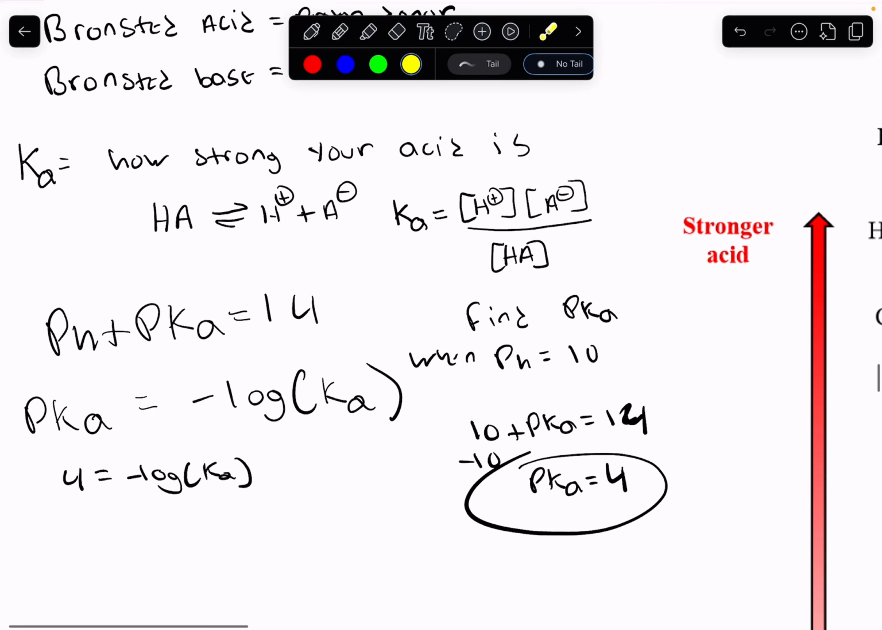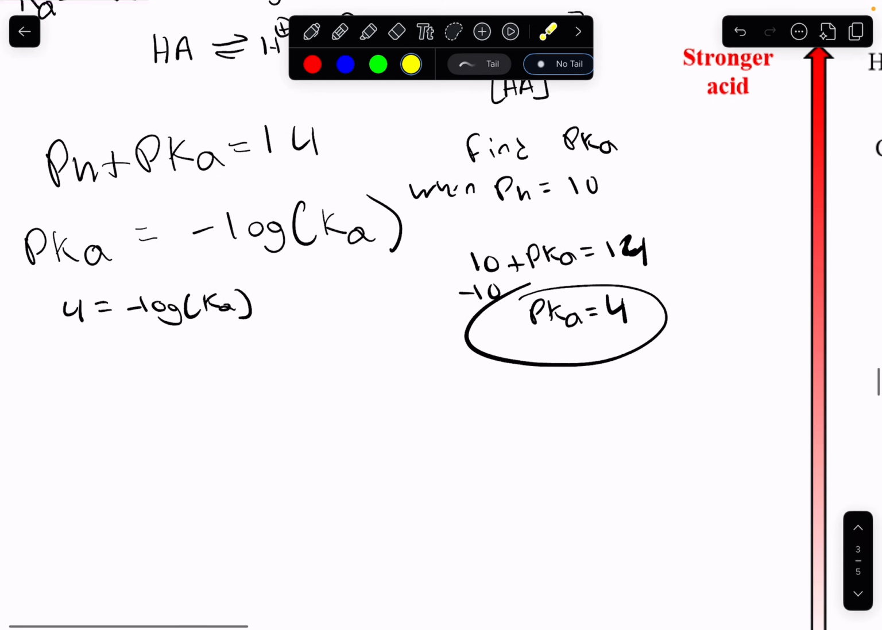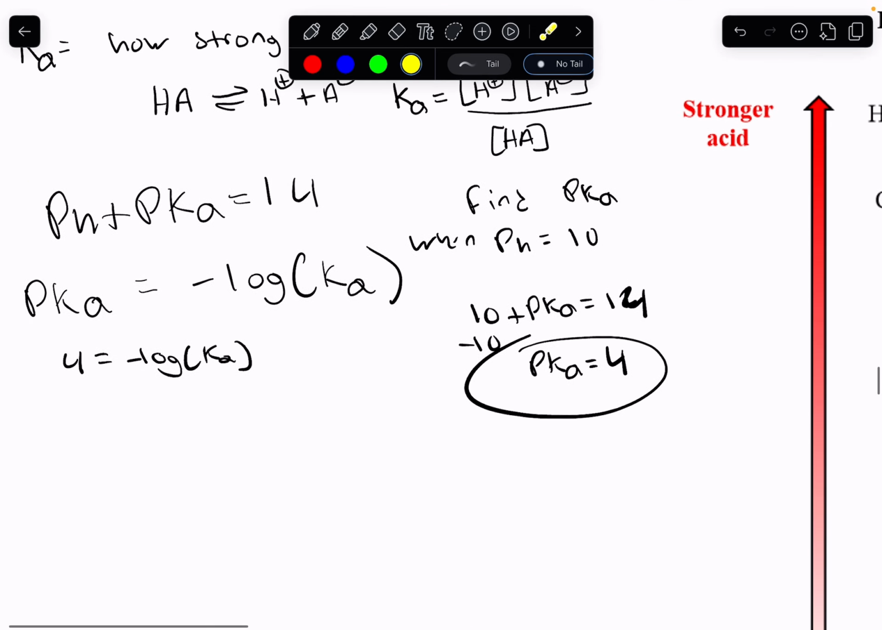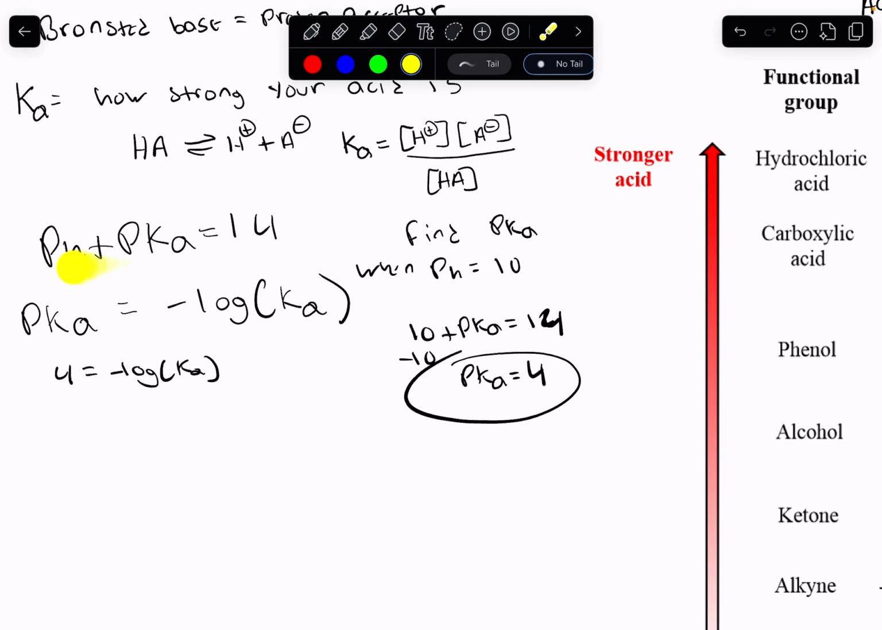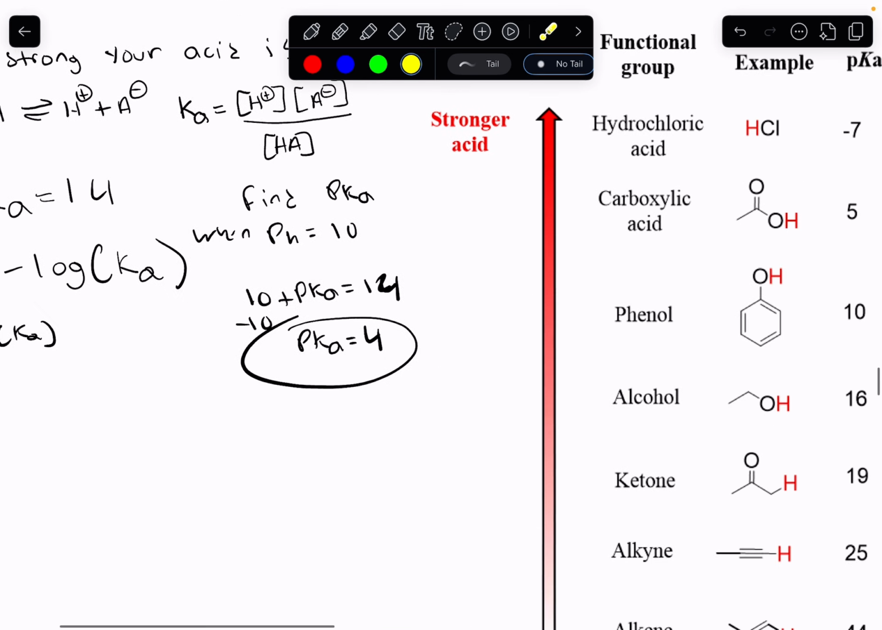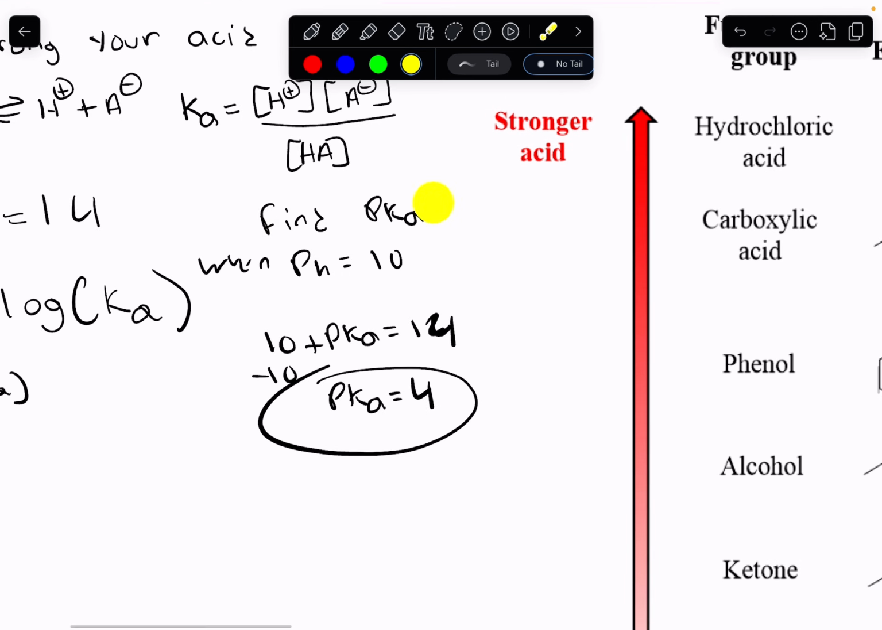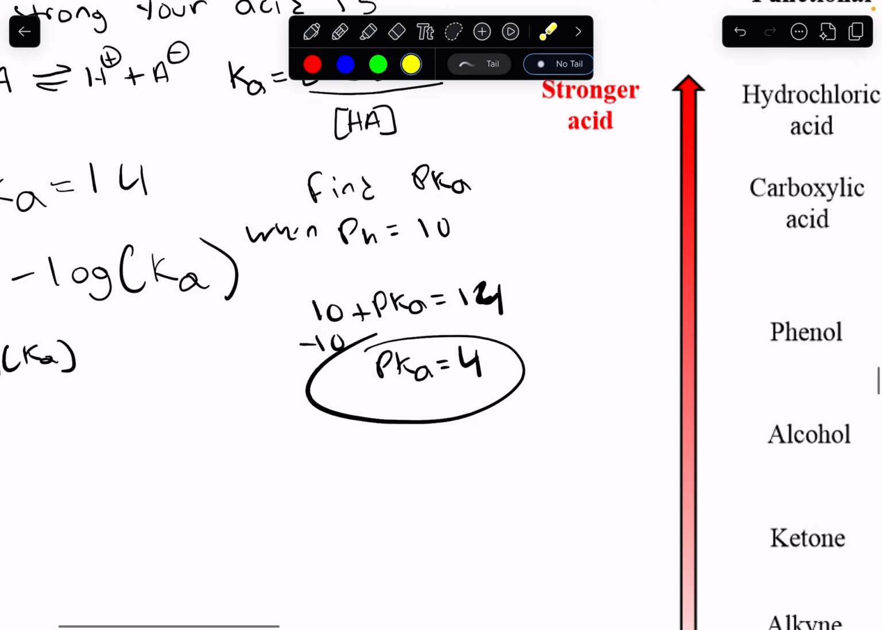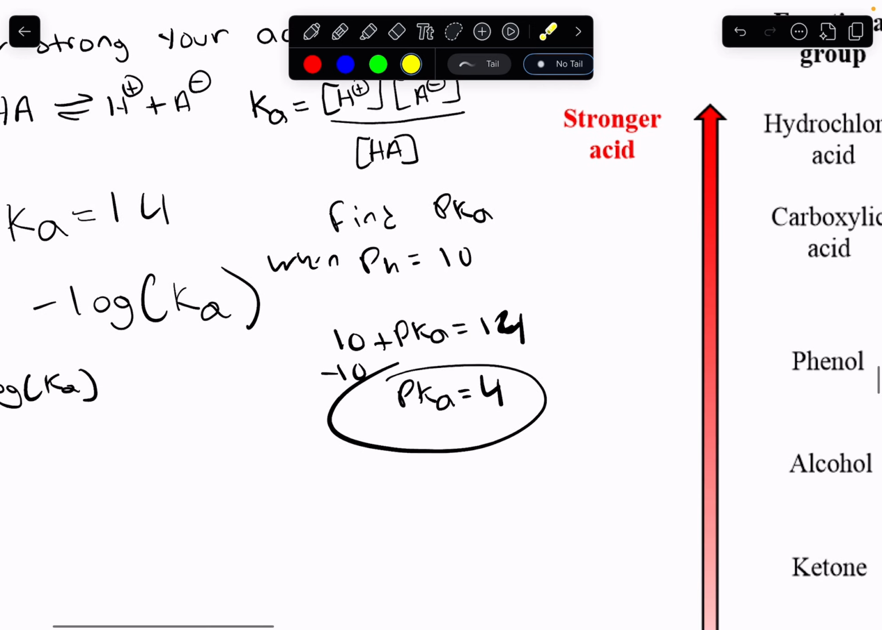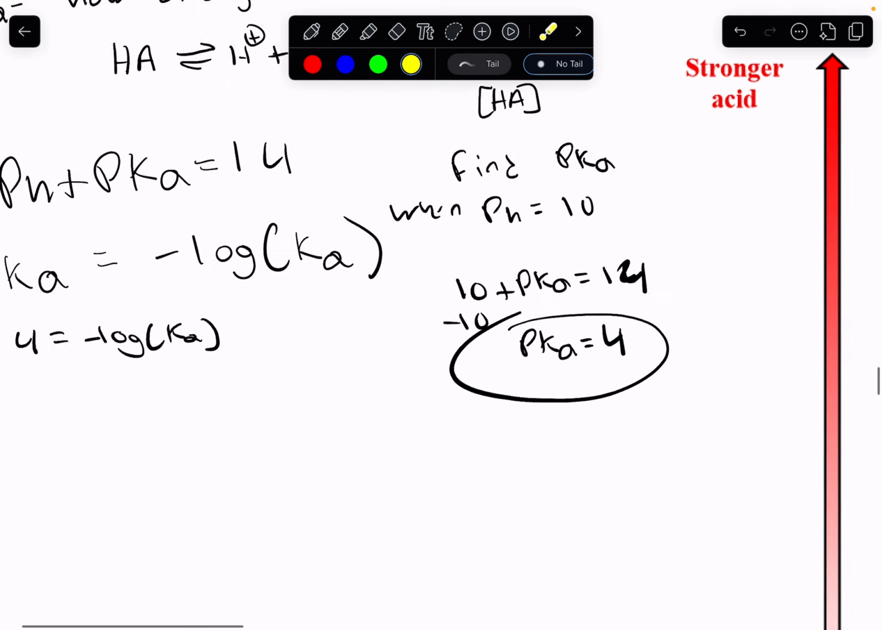So next, Kaplan, we talked about the pH and the pKa scale. You need to know that pH plus pKa equals 14. And then a very simple question was: find the pKa when the pH is 10, just to show why we need to know this, right? You're not going to get a question this easy on your MCAT. But you see how we can now use this equation to solve for pKa when we're given the pH. A lot of times, you would have to find the pH and then use this to solve for the pKa.